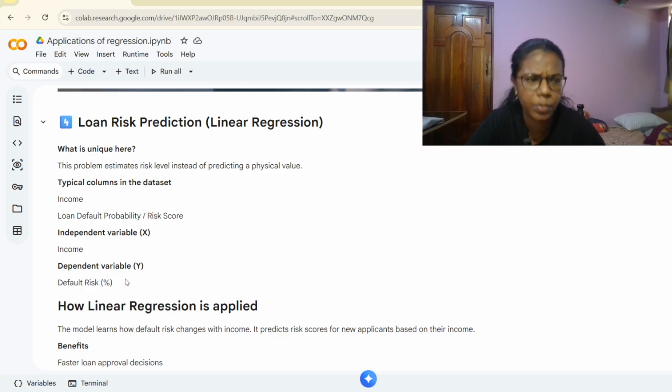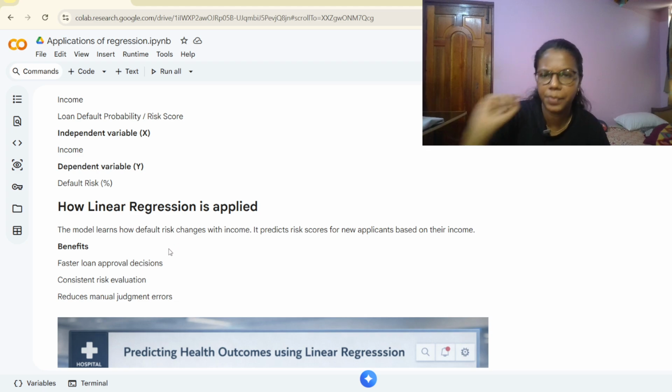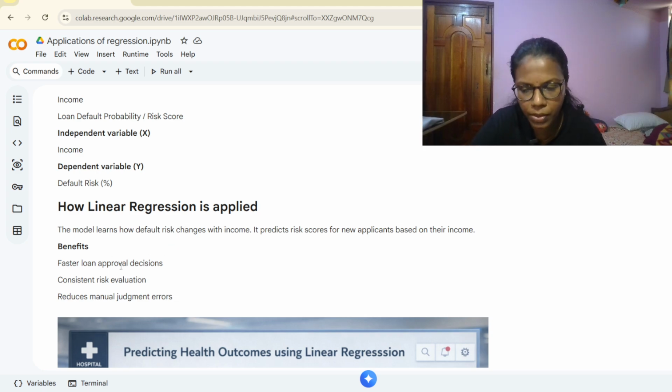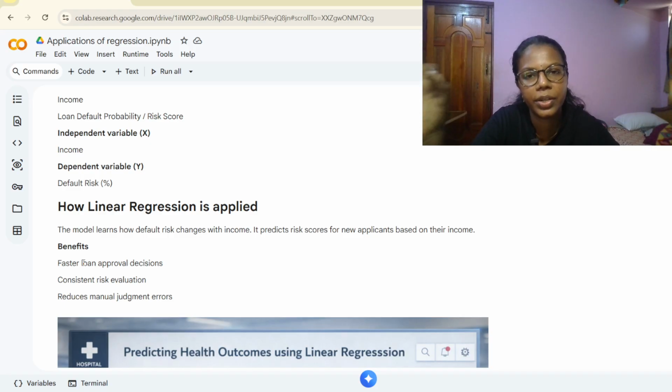So for a bank, if I'm running a bank, it is going to be very useful for me. And for the ones who are applying for loans, instead of running to a bank and doing so many things and wasting their time, they can save a lot of time in this process. So how is linear regression making sense here? In such a process, specifically for faster loan approval decisions, it is going to be very helpful. It is not going to waste any time if they do everything online, right?